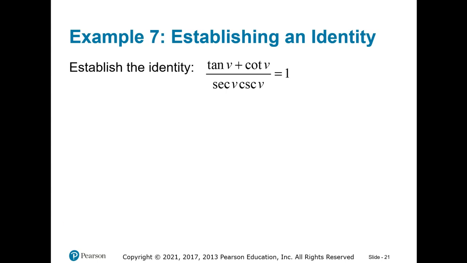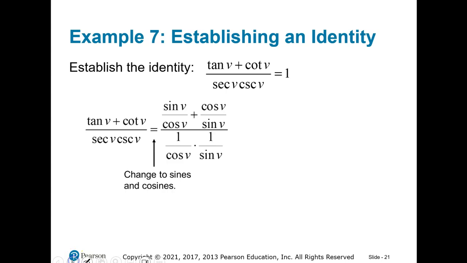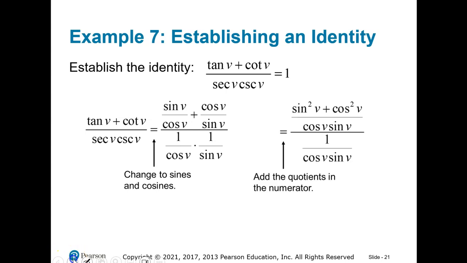All right, here we want to show that we can get 1 from that expression on the left, meaning that it's just the number 1. A very ugly way to write the number 1. So again, I see tangent, cotangent, secant, cosecant. I'm going to switch things to sines and cosines when I see all of that. So tangent is sine over cosine, cotangent is cosine over sine, secant is 1 over cosine, cosecant is 1 over sine. So we've switched things to sines and cosines.